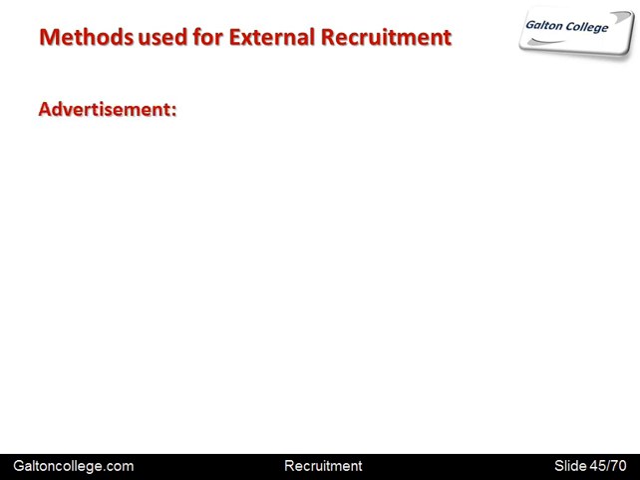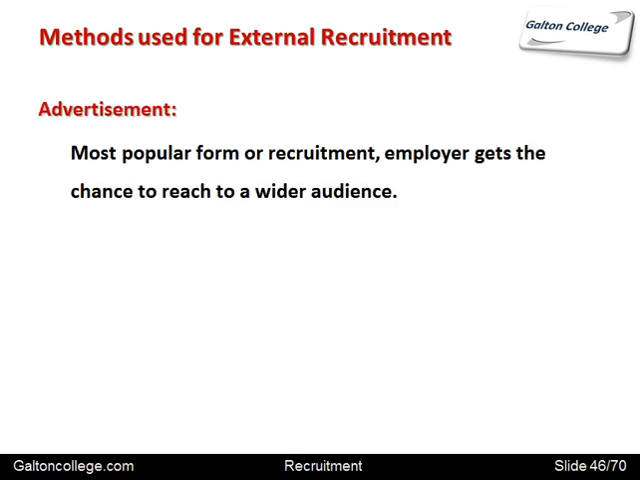Another form of external recruitment is by advertisement. It's the most popular form of recruitment. The employer tries to reach a wide audience, so it may be in the general press, it could be in the national press, one of the national newspapers perhaps, or it could be in a specialist magazine trying to recruit a particular type of worker. Perhaps in construction, it might be in one of the construction magazines, a vacancy for a particular type of worker.